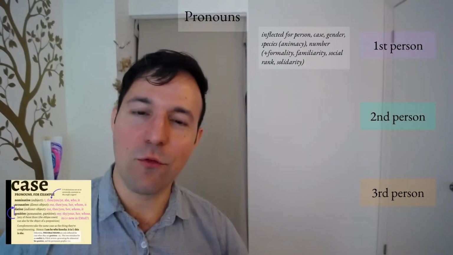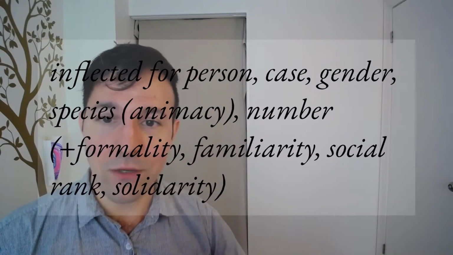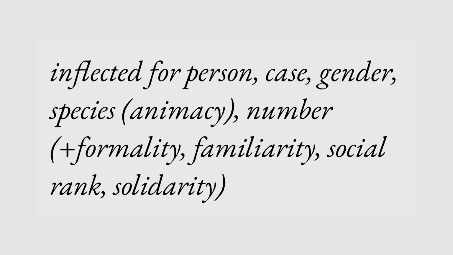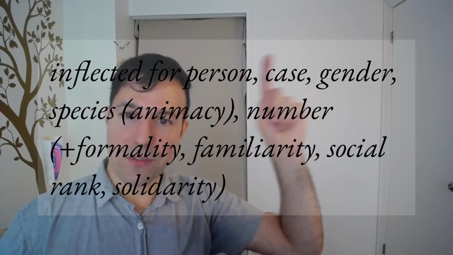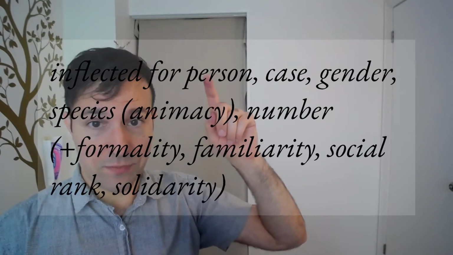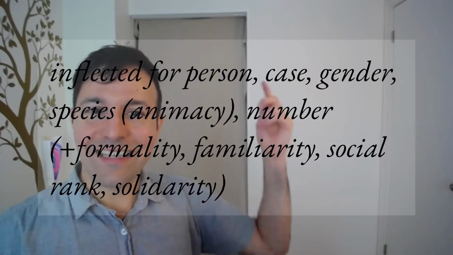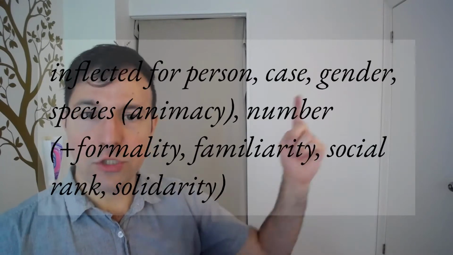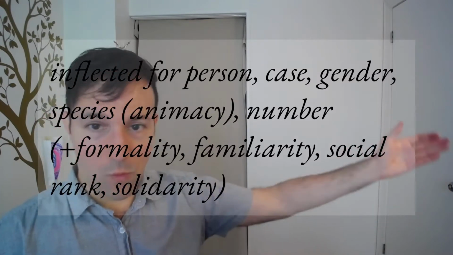Pronouns. They remain and have always been the most inflected parts of the English language. They are inflected, as we've already begun to discuss, for person, case, gender, animacy or species, and number. Let's talk about those for a moment. Person: first person, second person, third person. So I, first person; second person, you; third person, they. Let's say case we've just covered. I, me, my, mine. Gender: he or she, or they, or perhaps something else.